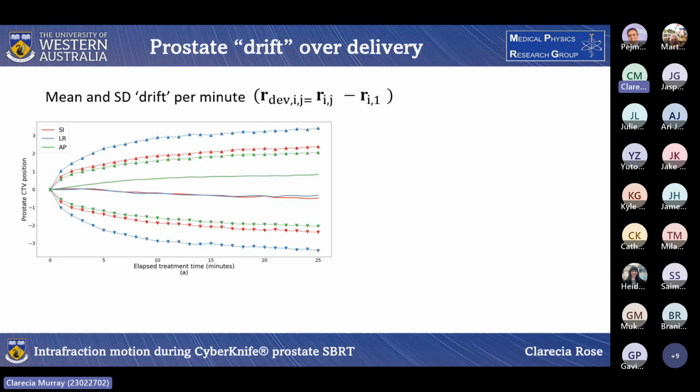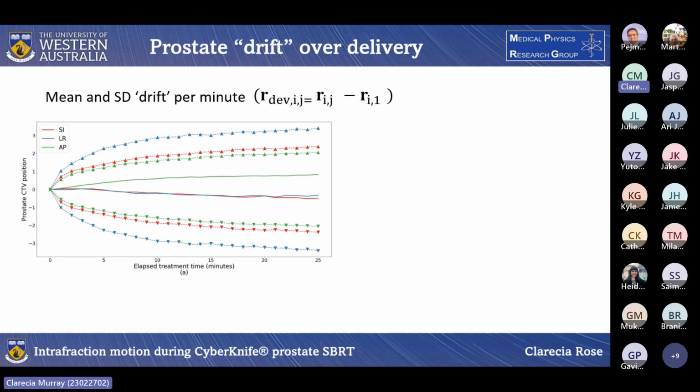The results of the prostate drift, this is looking at the mean. This was done by grouping all patients' motion and taking the mean of means and standard deviation of means per minute of treatment, and grouping them to get some characteristics on how the prostate moves relative to the first image verified position.